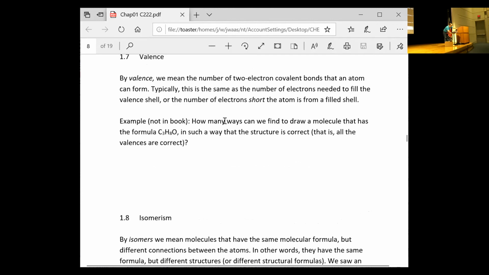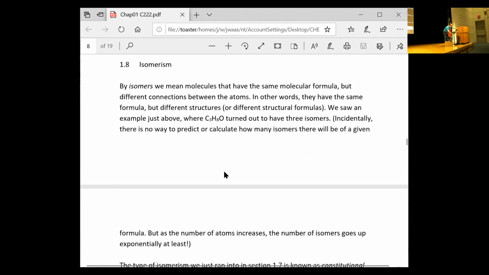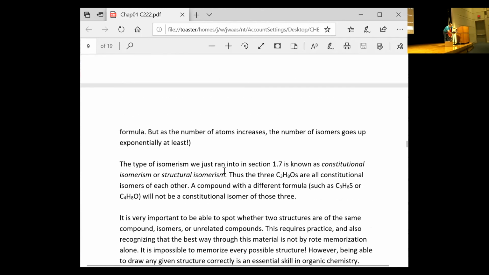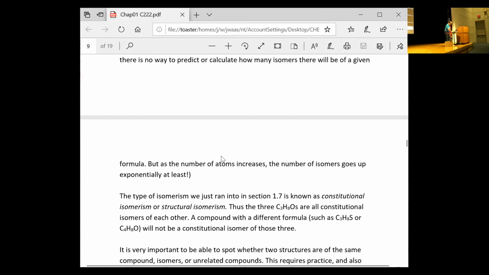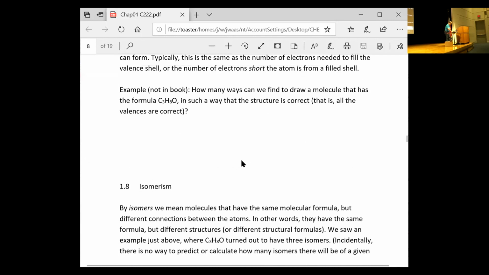Good. Now, that also gets us to the idea of isomerism. There are a few different flavors of isomers. But in general, for now, and I think we'll end with this today, we just need to get down that the type of isomerism called structural isomerism, or constitutional isomerism, is this phenomenon of having 2 or more molecules that have the same molecular formula, but the way the atoms are connected is different.